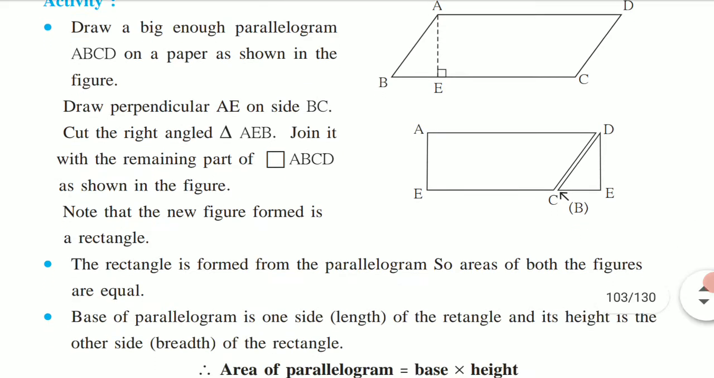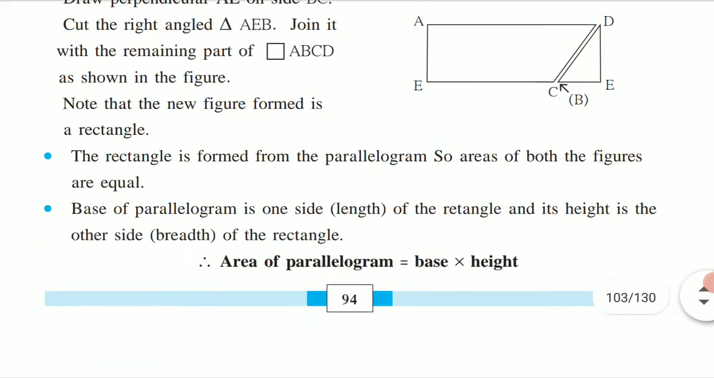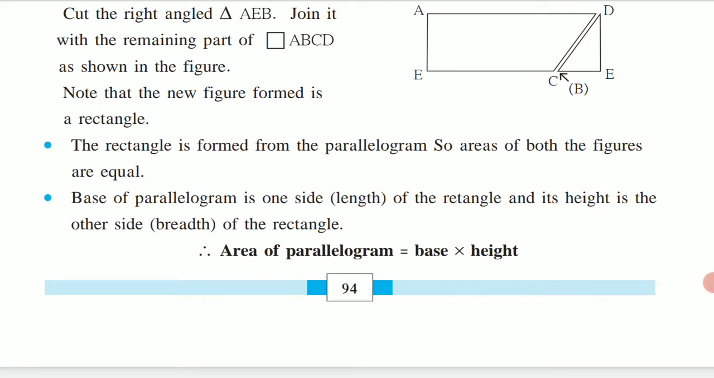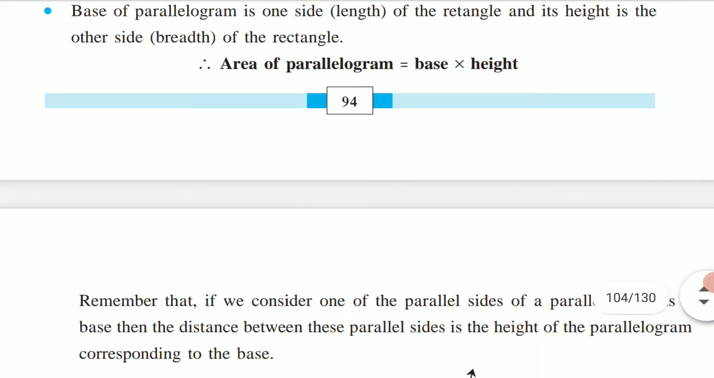Now, note that the new figure formed is a rectangle. The rectangle is formed from the parallelogram, so the areas of both the figures are equal. Base of the parallelogram is one side, that is the length of the rectangle, and height is the other side, that is the breadth of the rectangle. Therefore, area of parallelogram is equal to base into height.